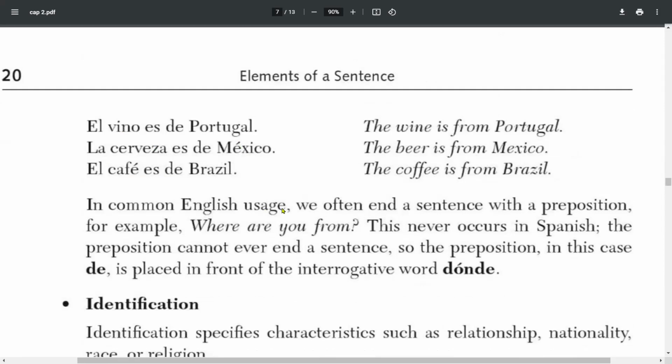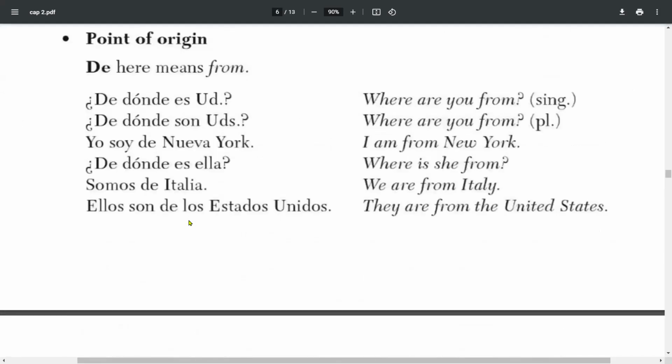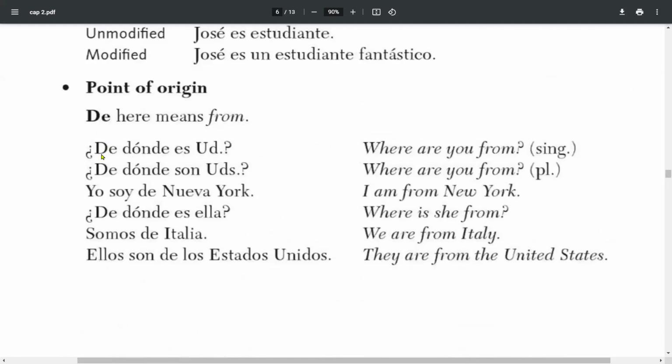In common English usage, we often end a sentence with a preposition. For example, where are you from? So "from" goes at the end in English, right? But in Spanish, we say "from where are you?" The thing is that "from" comes here. That's why we say ¿De dónde es usted?